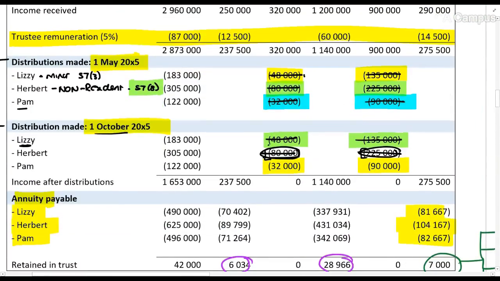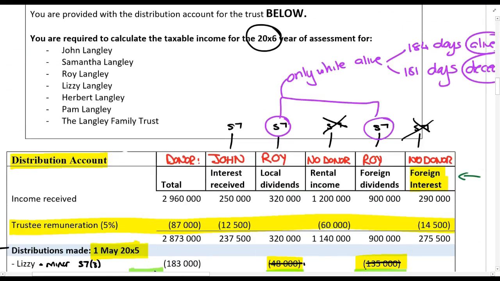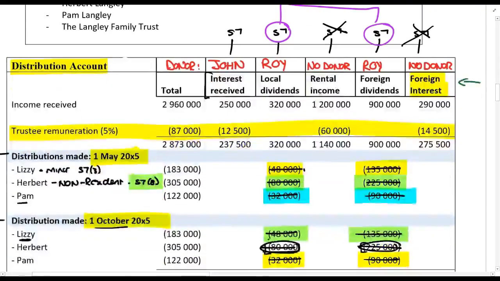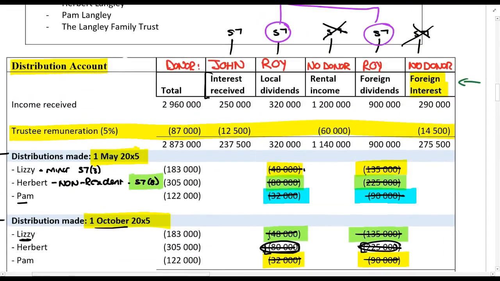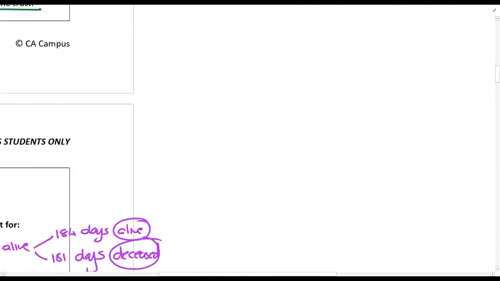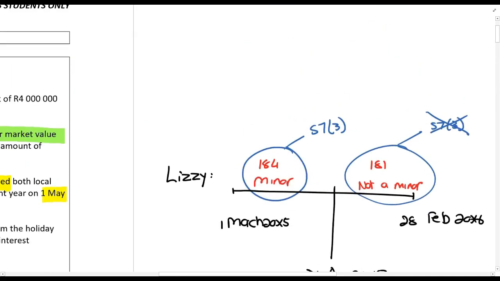All right. Now we get to our annuities. Now the first annuity, Lizzie, she got 70,402 from interest. Right. Was there a donation? Is the donor alive? Yes, John. Does any of the section 7s apply? Well, John is her father. What do we know about Lizzie? She was a minor for 184 days of the year. So for 184 days, section 7.3 applies. For 181 days, it does not.